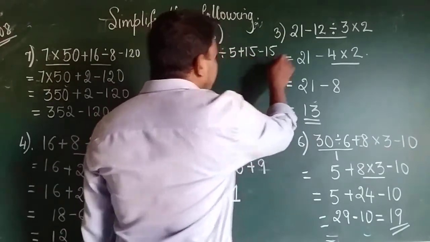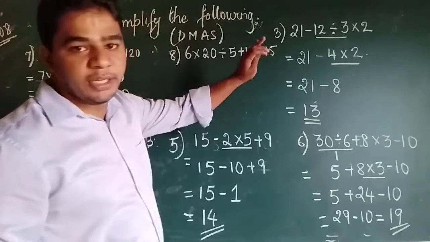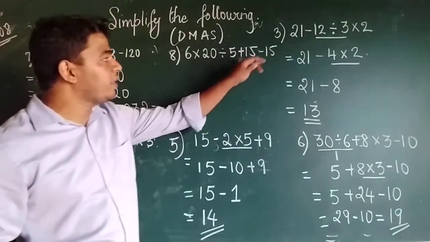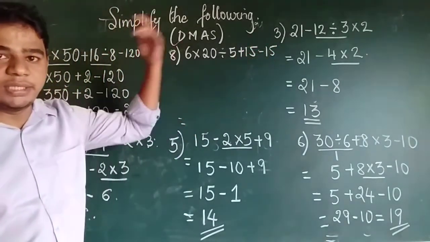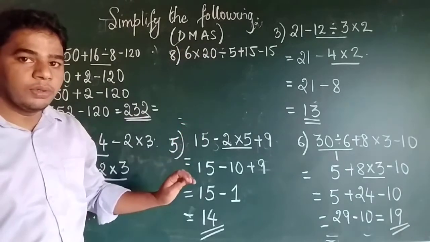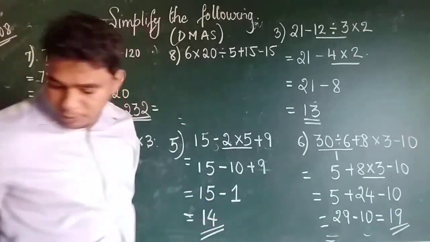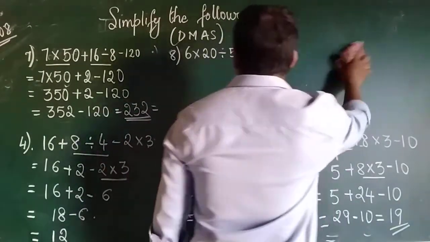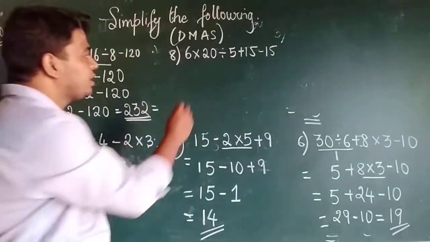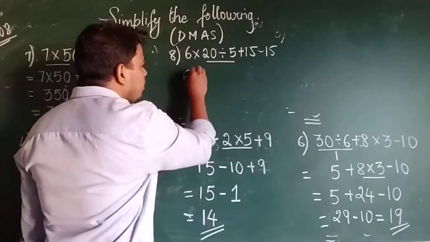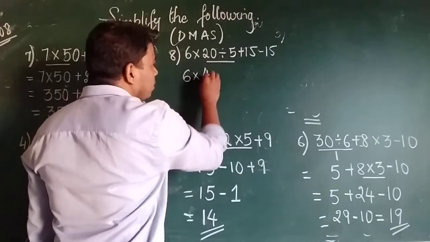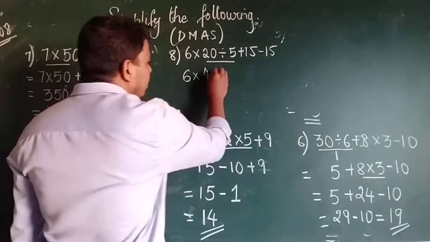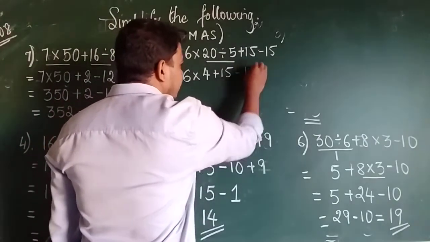Now you can just ignore this 15 actually, but we'll solve it, because plus 15 minus 15 has no value. It is just equal to 0. Okay. So I'll rub this part so that you don't get confused. Let's see. First we can go for division. So 6 into 20 divided by 5 is 4. 5 4s are 20, plus 15 minus 15.